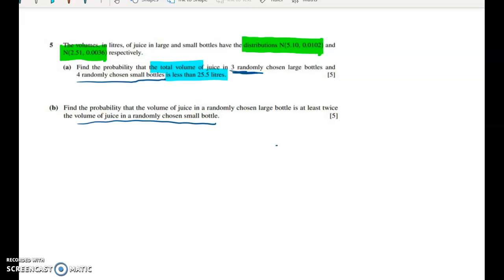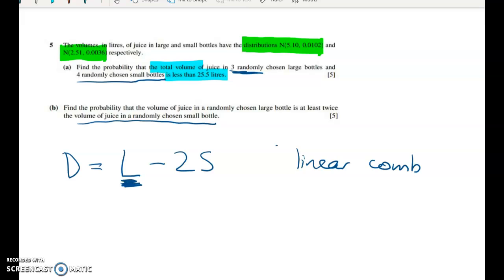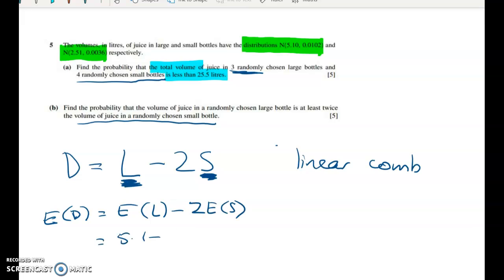So in this case, I'm going to set up a new variable and I'm going to call that D. So D is the difference between the large volume and twice the small volume. And this is a classic linear combination setup. I've only got 2 things that have got variability in here. I've got this one, and then I've got double the volume in this one. So the expected value of the difference is easy. That's just E of L minus 2 times E of S. And when you work that through, you'll get 5.1 minus 2 times 2.51, and that gives me 0.08.